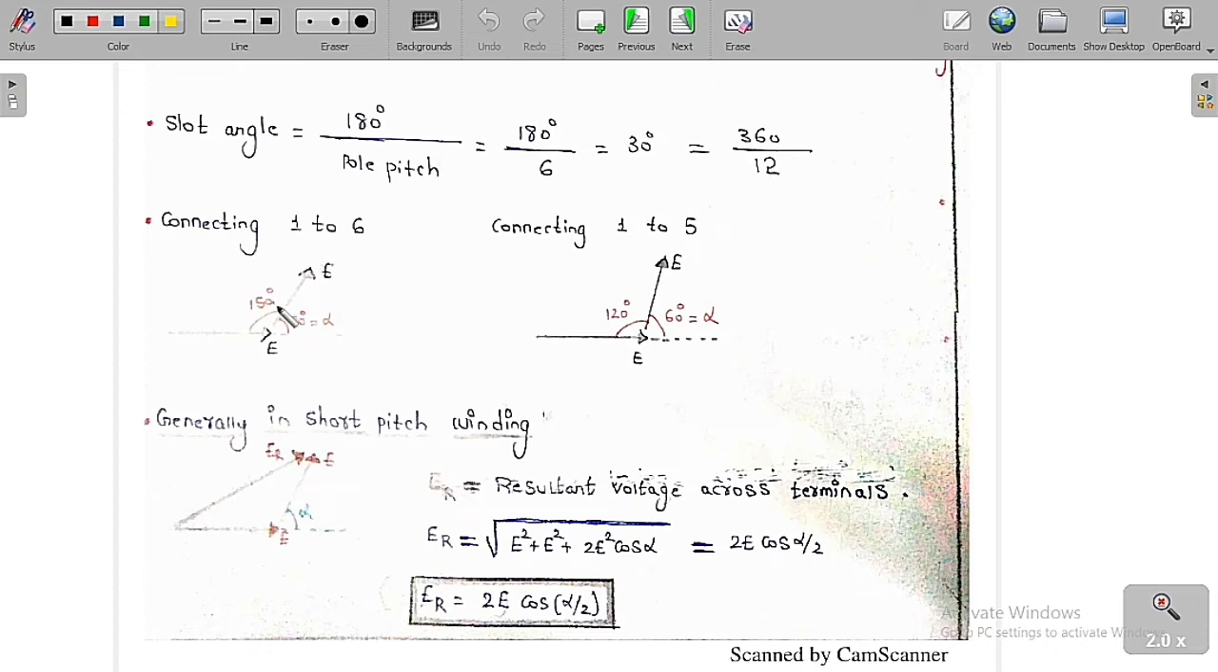So if E is the induced voltage in conductor 1, and this is the direction of the induced voltage in conductor 6. You can see clearly, this is the direction of the induced voltage in conductor 1, and this is the direction of the induced voltage in conductor 6. Then what is the resultant? Taking the resultant of these two vectors, we get the resultant voltage induced between the 1 and 6 conductors.